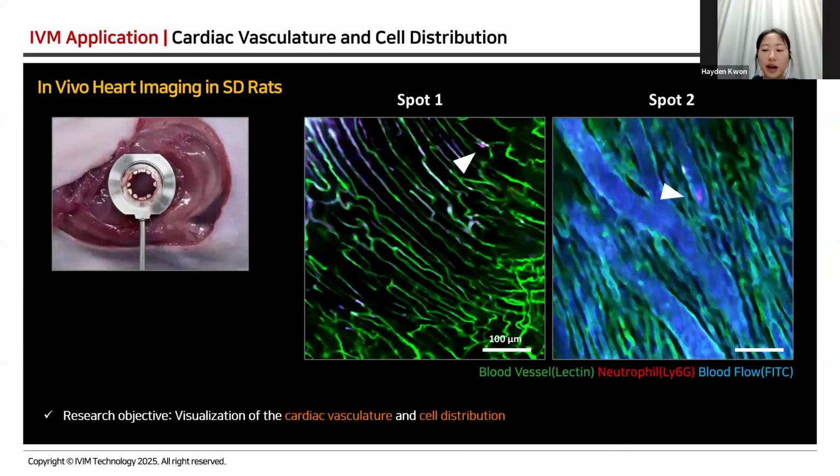So in the same breath, we additionally performed imaging of the heart. Although the data I will show here are not the videos, similar to the lung, we were able to observe both blood flow and distinct changes in immune cell behavior.